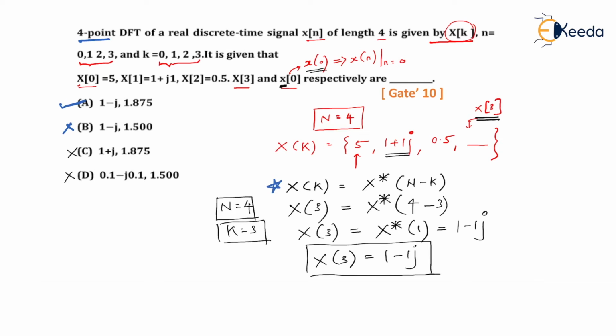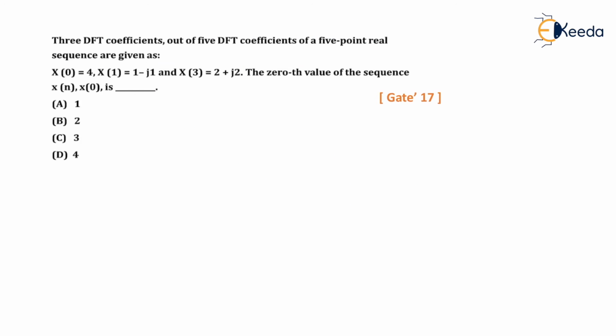Let's move to the next question. 3 DFT coefficients out of 5 DFT coefficients of a 5-point real sequence. It means a very first thing that you must understand, N equal to 5. It is 5-point DFT, out of which they have given you 3 DFT coefficients: capital X of 0, capital X of 1, and X of 3, and remaining 2 values are missing.